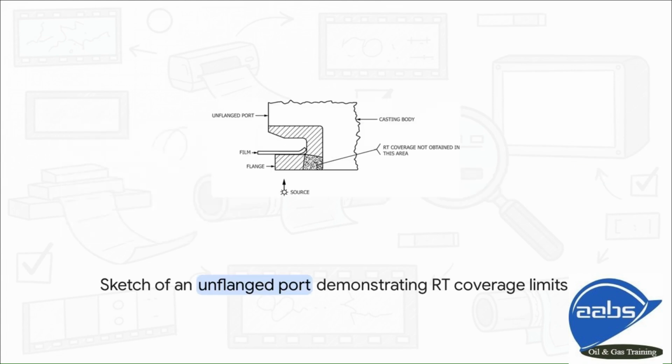This geometric limitation compounds even further when you're dealing with an unflanged port. Look at how, if the source is positioned directly below the flange, as shown by that sunburst icon, and the film is placed inside the port, the radiation has to pass through a highly angled, extremely thick section of the casting. That shaded, stippled area on the right represents another critical wedge where you are flying completely blind. The physics of the beam just won't give you a readable image in that specific zone. Again, you've got to map these areas out in your standard shooting sketches.